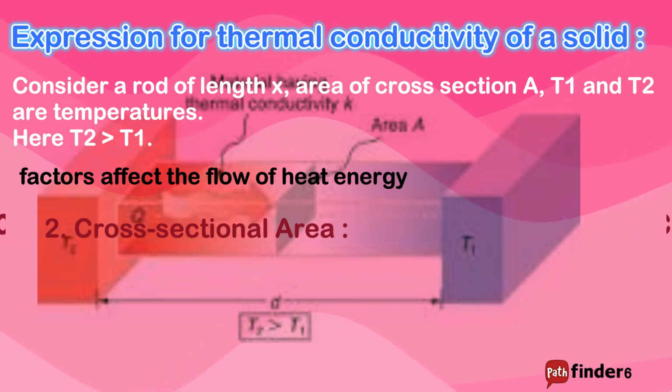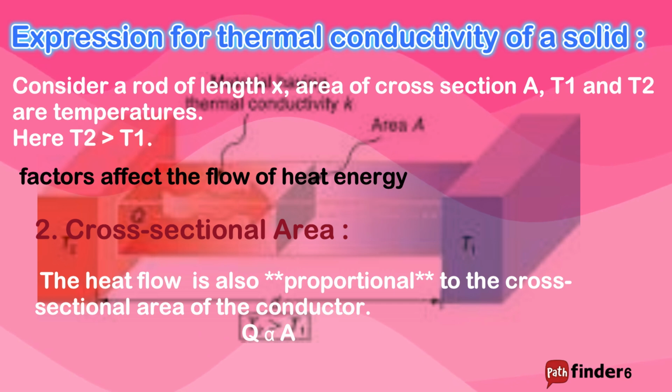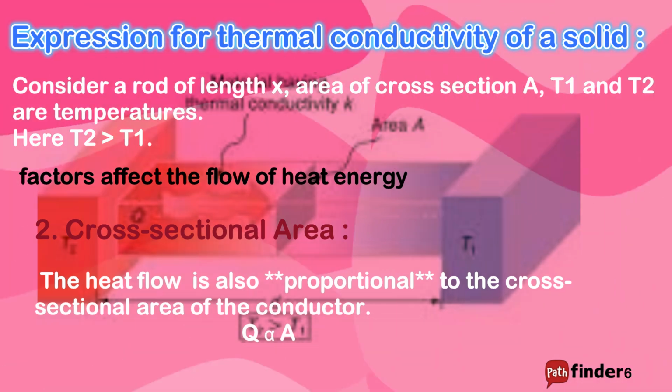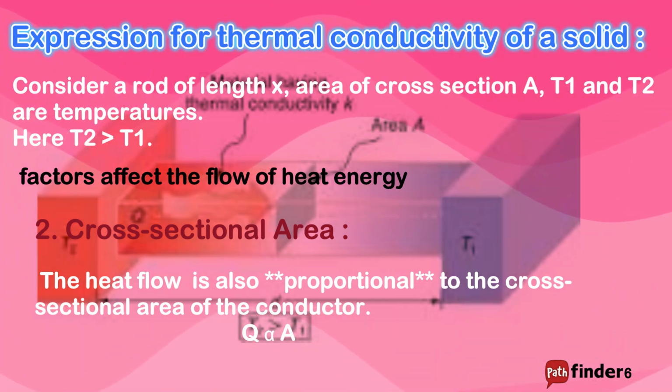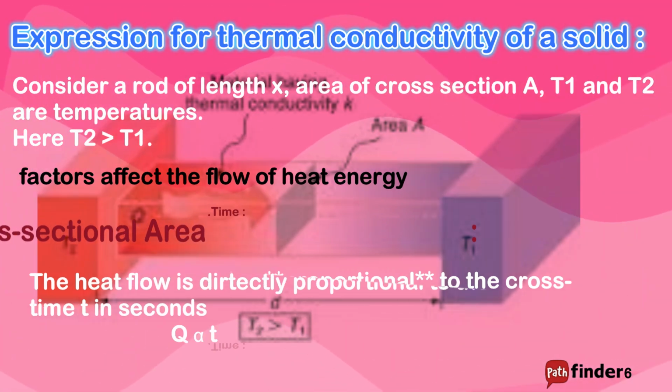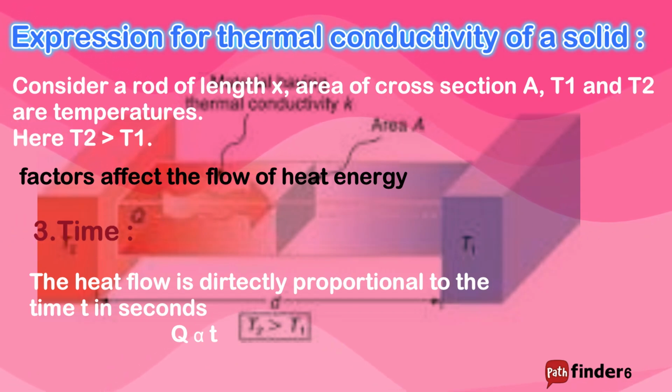2. Cross-sectional area. The heat flow is also proportional to the cross-sectional area of the conductor. If the area increases, more heat energy will flow. A larger cross-sectional area allows more heat to pass through. Q is proportional to A. 3. Time. The heat flow is directly proportional to the time t in seconds. Q is proportional to t.